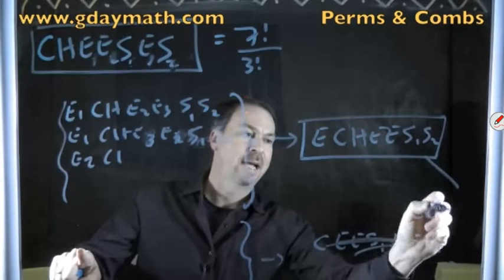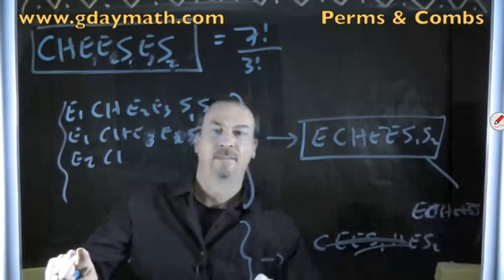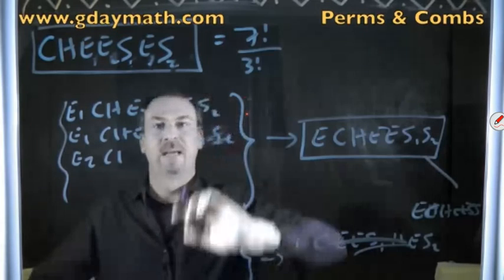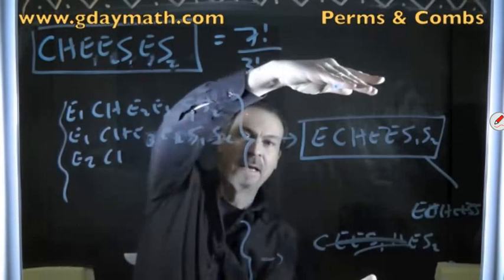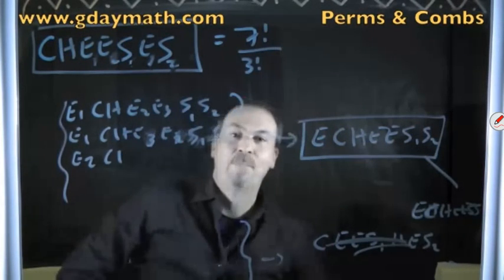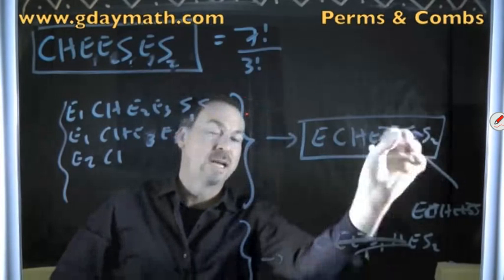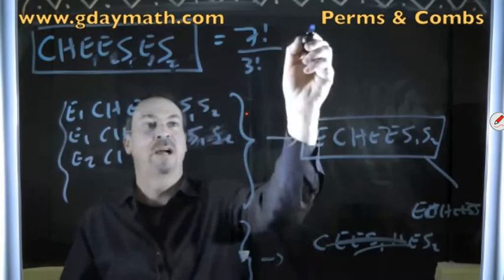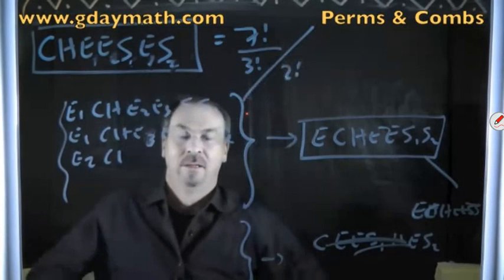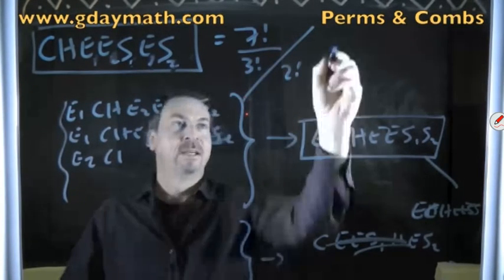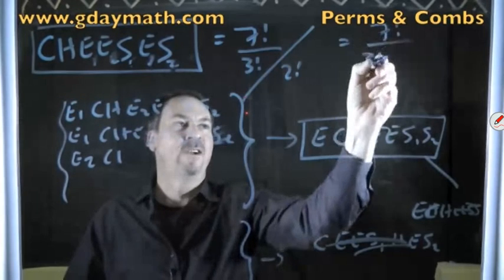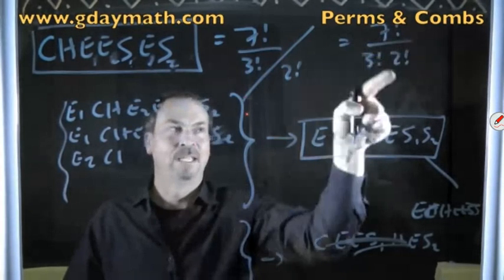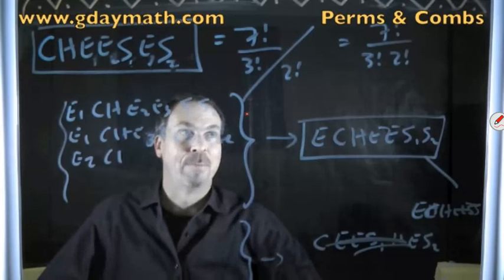E, H, C, H, E, E, S, S. So when I remove the subscripts from the S's, those collapsed answers will collapse again by another factor of 2. In fact, that's really the 2 ways to arrange those 2 S's, S1 and S2, divided by 2 factorial. So a fraction divided by an integer is just 7 factorial over 3 factorial, 2 factorial. So these are down-right a little scary, but there we go.